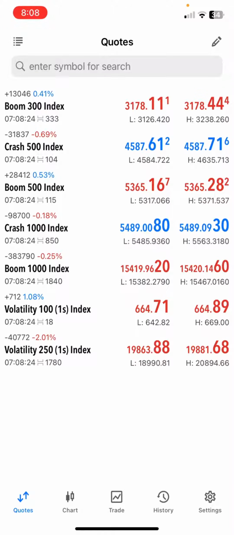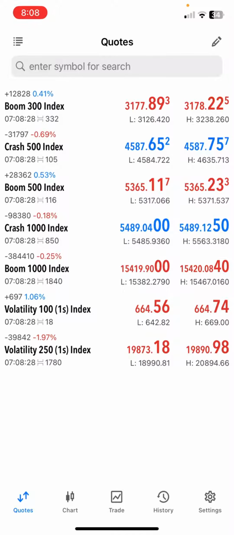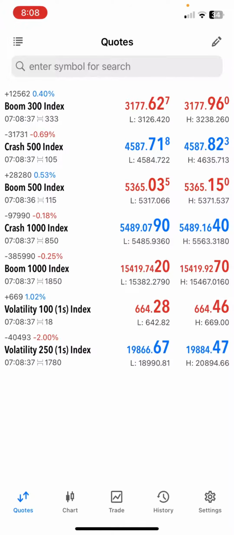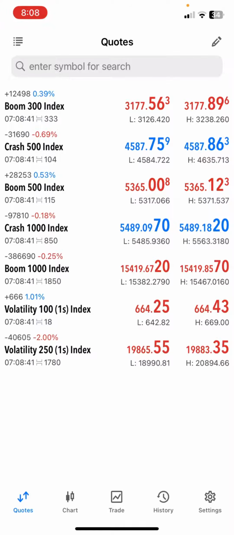So today we'll be looking at this strategy right here, which you can use on Boom and Crash, and also to catch some scalps, some candles, and then you are out of the market. With this strategy, you can catch at least 5 to 10 candles, and then you are out of the market.